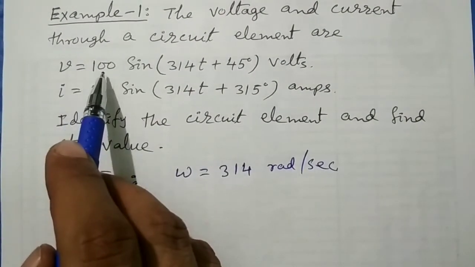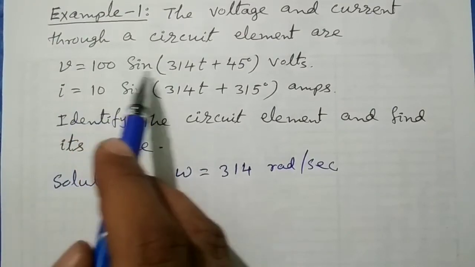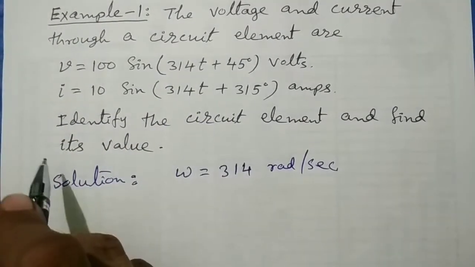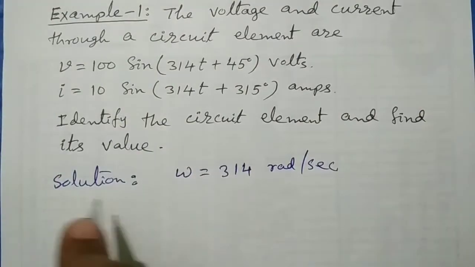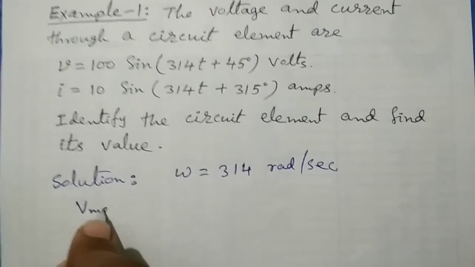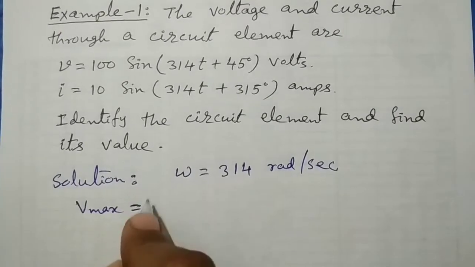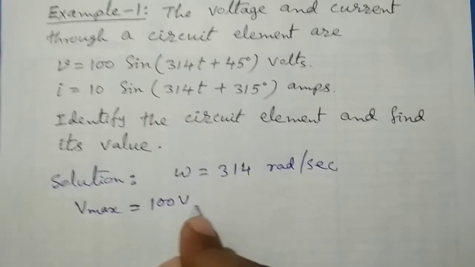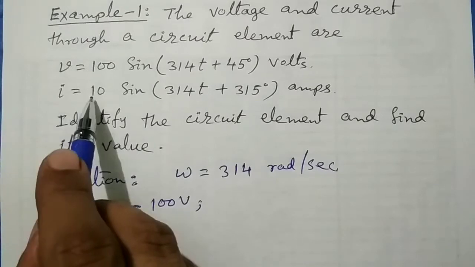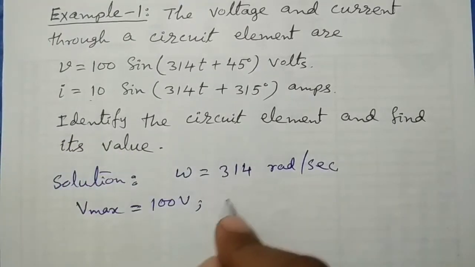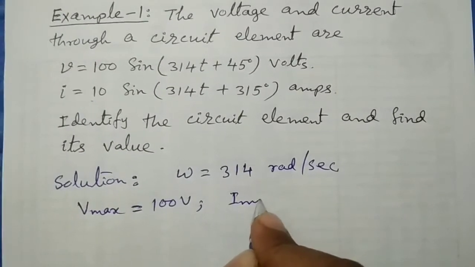V is equal to 100 sin omega t plus 45 degree. So here this 100 is the value of V max, because the voltage is given in terms of instantaneous value. And similarly, the maximum value of the current is 10 ampere. So I max equal to 10.